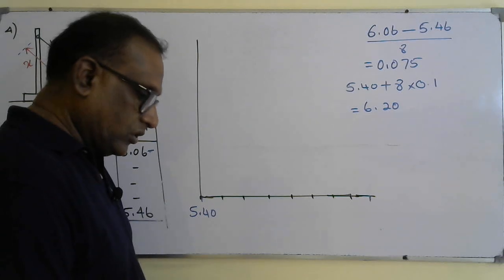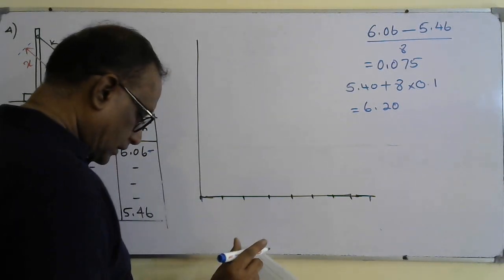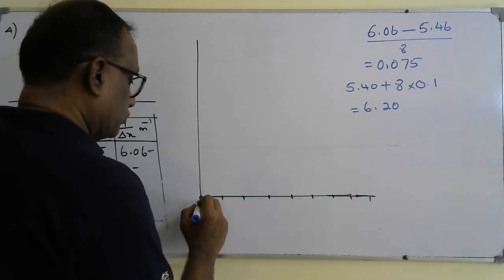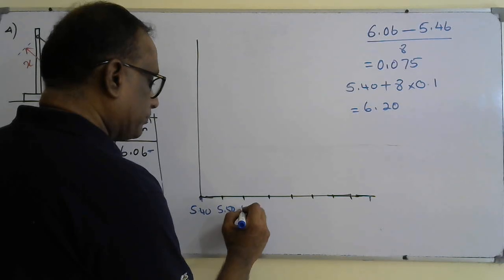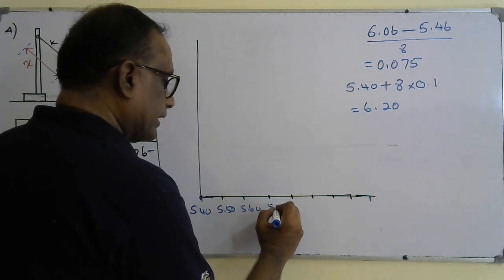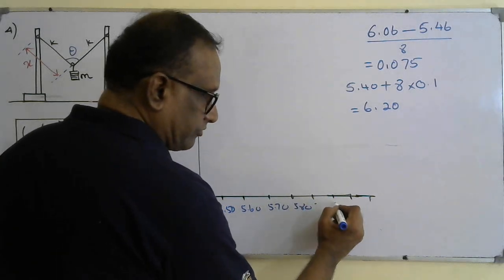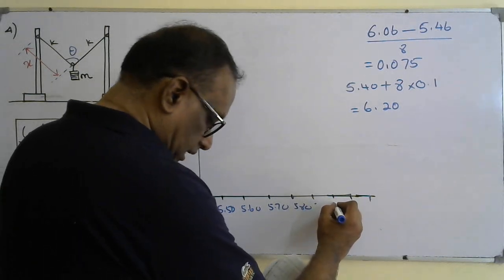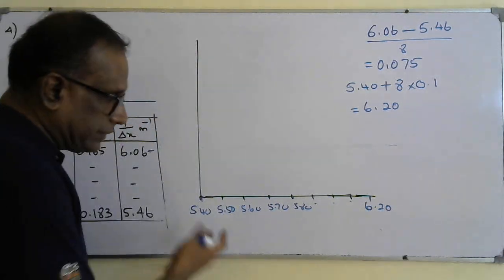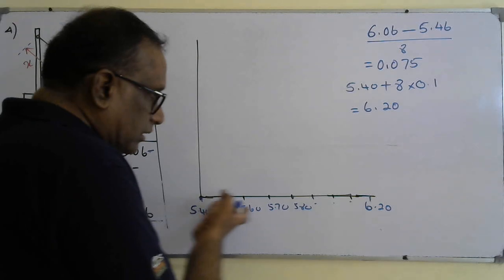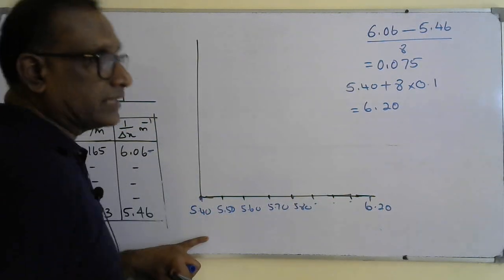So, 5.40, then 5.50, 5.60, 5.70, 5.80, this is 5.90, then 6.00, 6.10, 6.20, right? I'm able to put all the values. So this is up to the last line or last edge of the x-axis on the given grid.